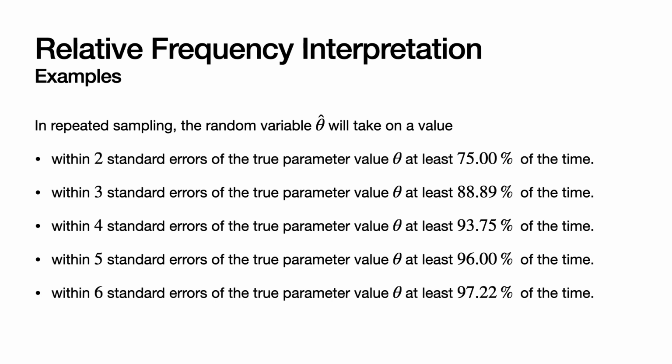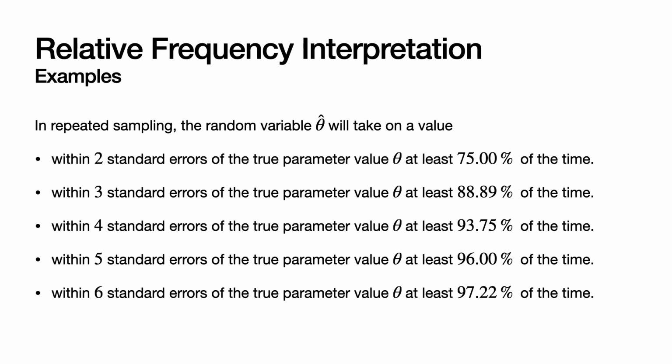And so let's look at some examples. In repeated sampling, the random variable theta hat will take on a value within 2 standard errors of the true parameter value theta at least 75% of the time. It will take on a value within 3 standard errors of the true parameter value theta at least 88.89% of the time. Theta hat will take on a value within 4 standard errors of the true parameter value theta at least 93.75% of the time.